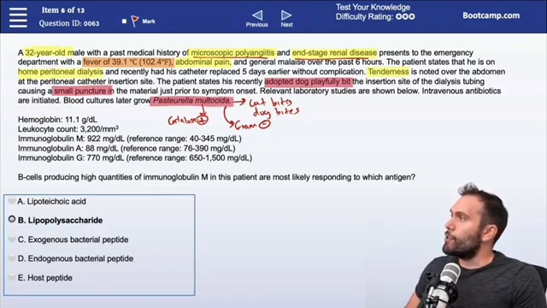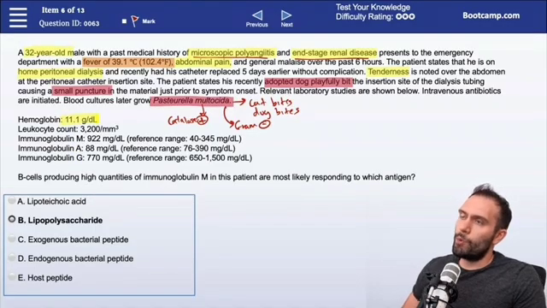Okay, let's look at these lab values. Hemoglobin 11.1. Now, that might seem low, but to me, this is not super alarming. And the reason I say that it's not super alarming is because I know this patient is on dialysis.